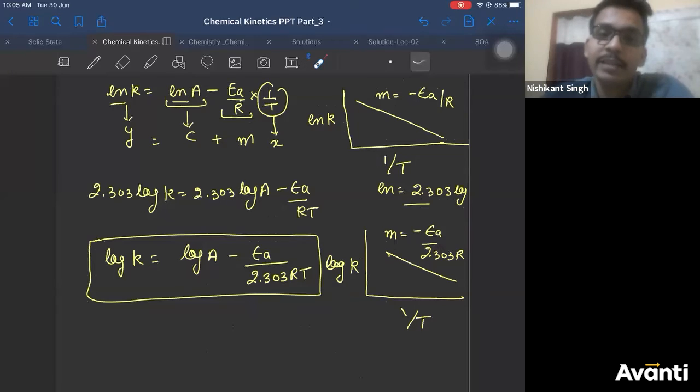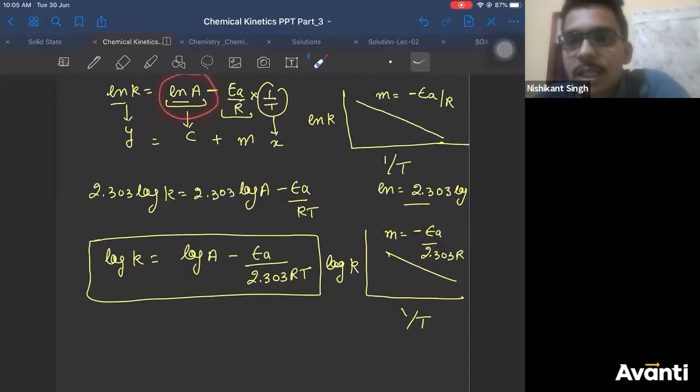Adesh, to find the intercept, it is not necessary to get it only from the graph. You can find the intercept by making two equations and simplifying also. You can apply the boundary conditions, limits, and find ln A. It's not necessary to find it only from the graph.